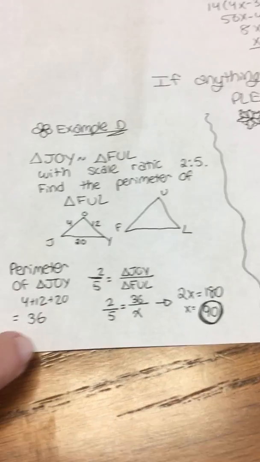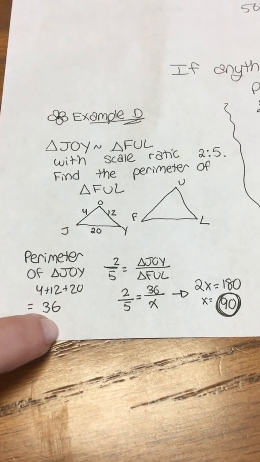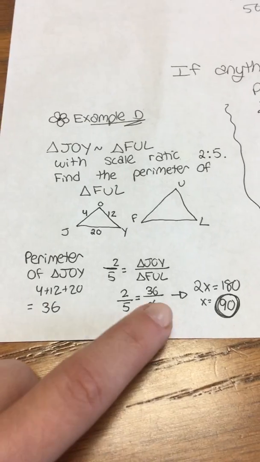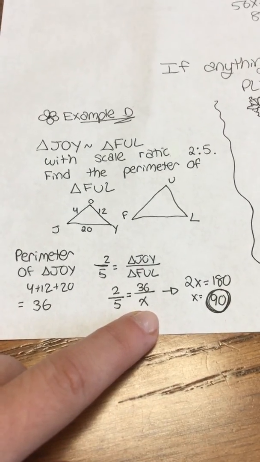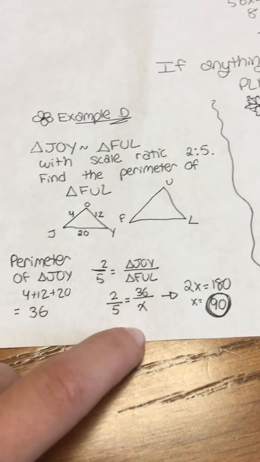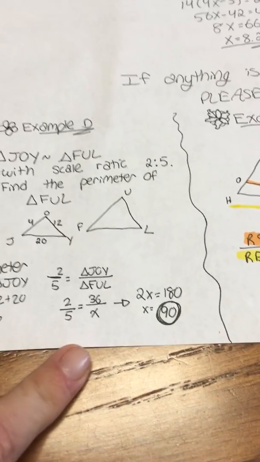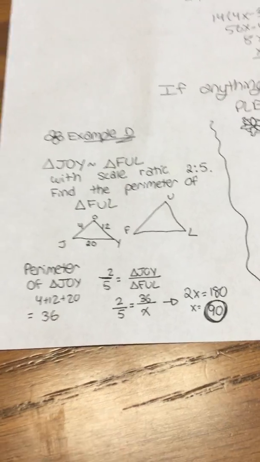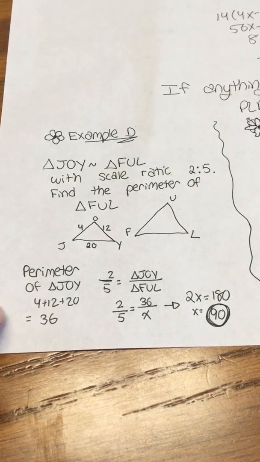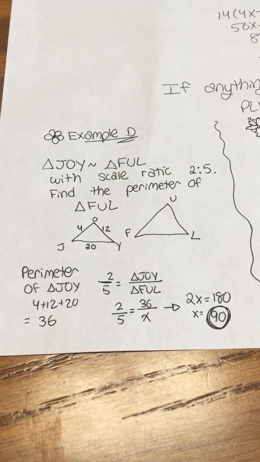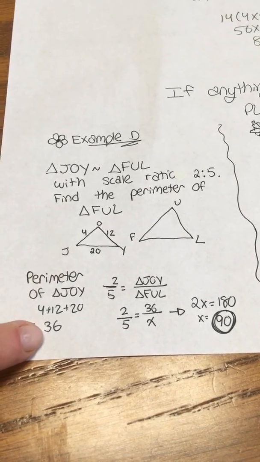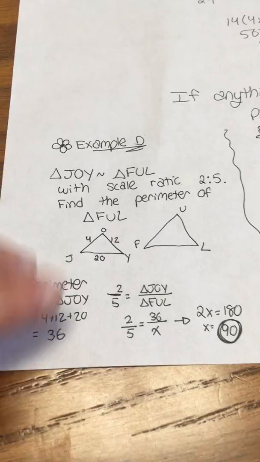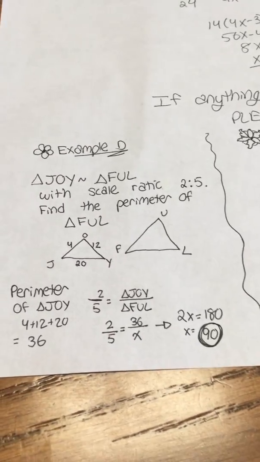So we have 2 over 5. We found perimeter of triangle joy to be 36. We don't know the perimeter of triangle full, so you can call it x. Again, cross multiply, which I know you're great at, and then solve. You get perimeter to be 90. It is much faster and probably less likely for you to make errors if you find the perimeter first and just do one proportion rather than finding each side individually.